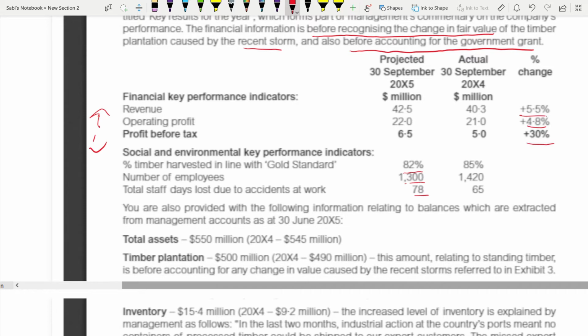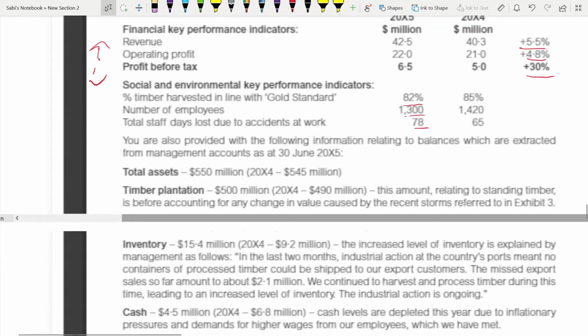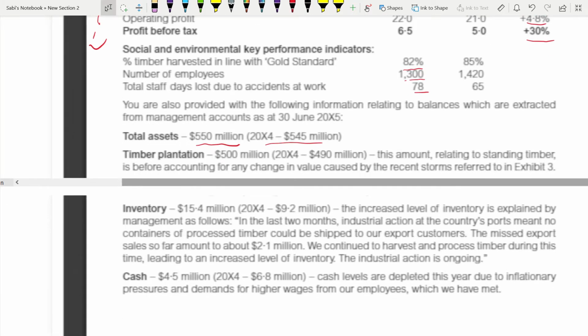Okay. So you are also provided with the following information related to balances extracted from the management account. Total assets in 2004 is 545. Timber plantation, 500 million. This amount relating to the standing timber is before accounting for any change in value caused by the recent storm. Okay. They didn't take the impact of the recent storm in this picture.